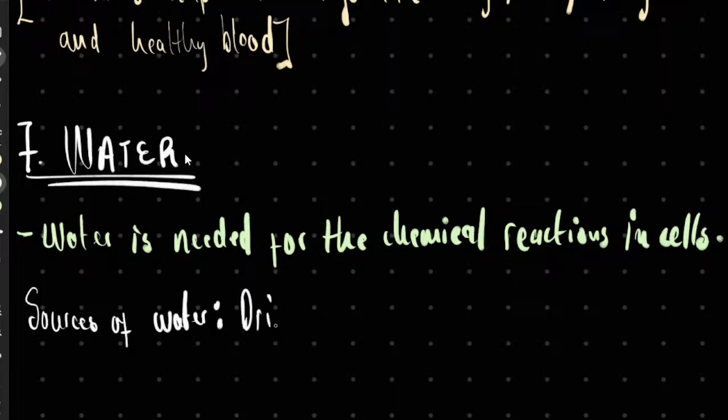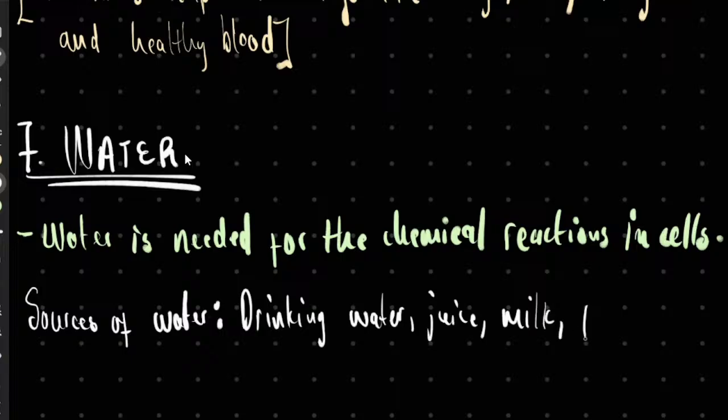Say 1, drinking water. Okay? Number 2, juice. Number 3, milk. Number 4, fruits and vegetables. Without water, the reactions in cells are not going to happen, buddy. Without water, the reactions in cells are just not going to happen.